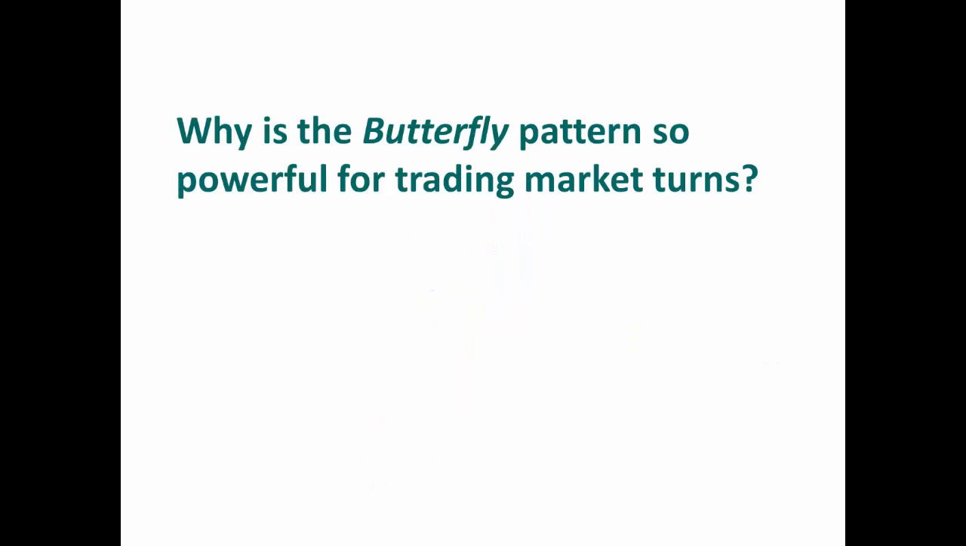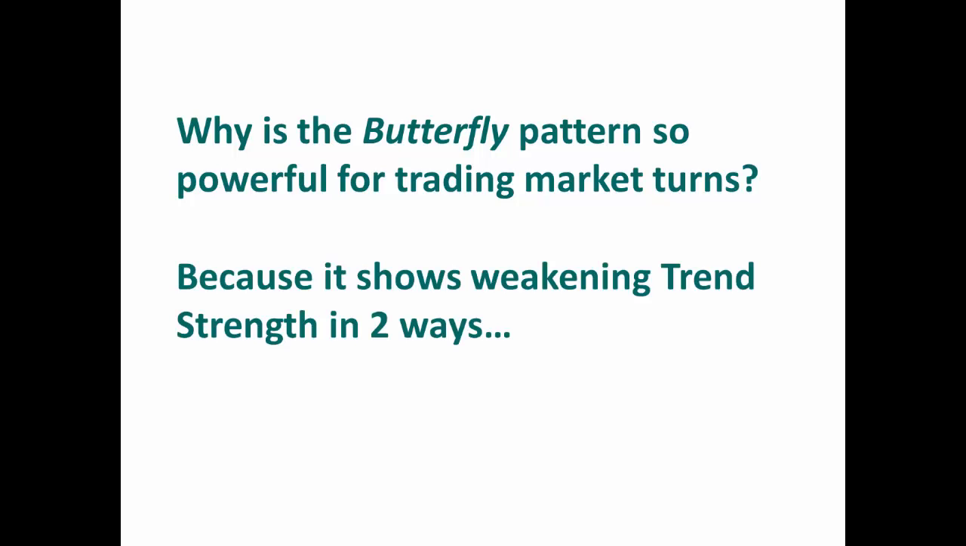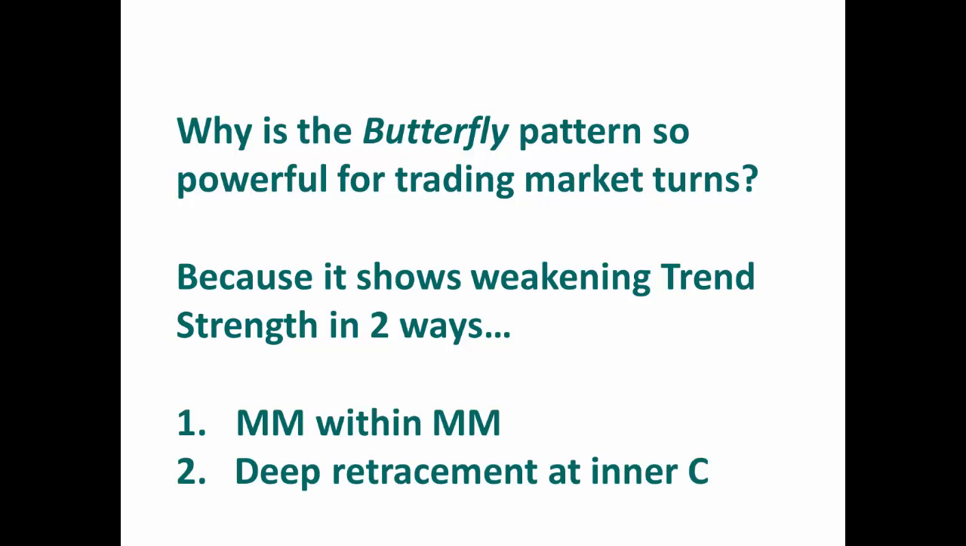Why is the butterfly pattern so powerful for trading market turns? Because it shows weakening trend strength in 2 ways. First, it is a measure move within a measure move. That in itself is a weaker chart pattern than measure moves in a series. Secondly, we want that retracement at the inner measure move to be very deep at point C.